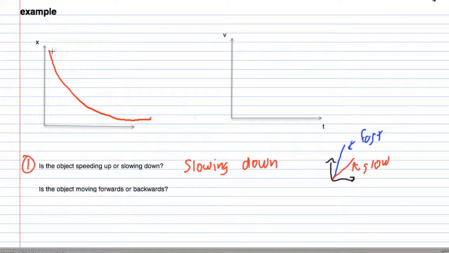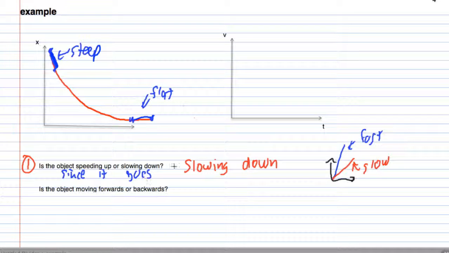So look at this. Back to our example here. This part of the graph is very steep. This part is flatter. It's a position versus time graph. And what this tells us is the object is slowing down since it goes slower. Slowing down since it goes less steep.